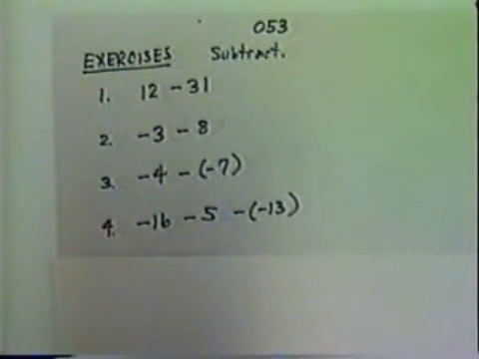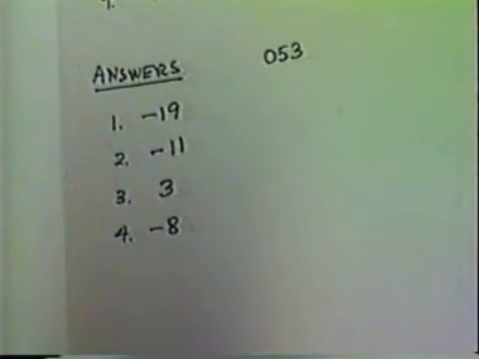Copy the problems, stop the tape, work the problems, then turn the tape back on and check your answers. The answers you should have are -19, -11, 3, and -8. If you made a mistake or had trouble doing any of these problems, mark on your paper where you had trouble, then check with a lab instructor or a tutor when you go to the lab.